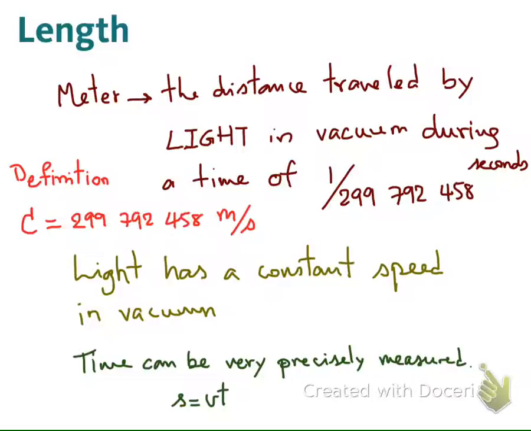Because we know that light travels with a constant speed, we give it the number of that constant speed, and now we define that light travels at 299 792 458 meters per second. The reciprocal of this number is the time that light takes to travel 1 meter, and we use that to define the distance of 1 meter.